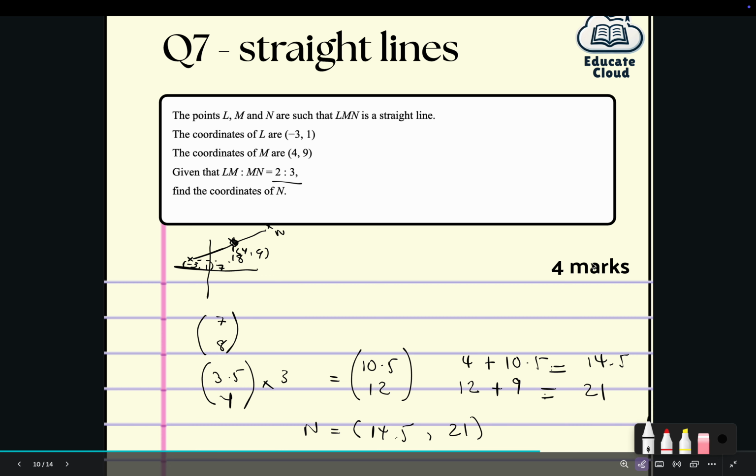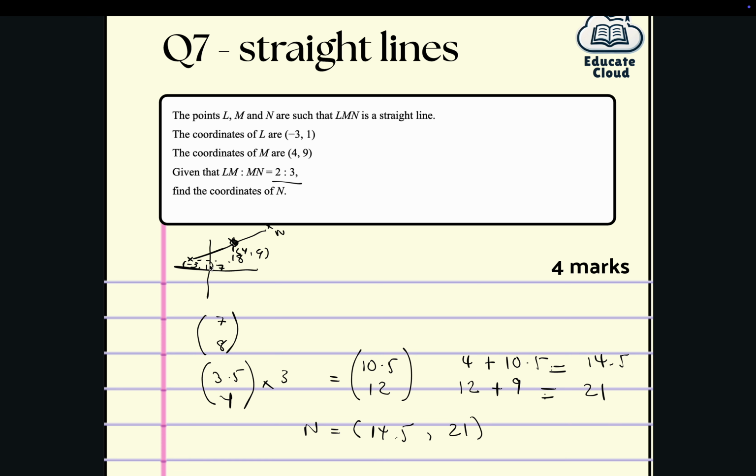So draw it out, think about it. What I would say is the difference between the x's is 7 and 8, and that refers to the ratio of 2 because LM is the ratio 2. So I found one part by halving both of those. Then I timesed it by 3 here. So I found the 3 parts, which is from M to N, and then I have to obviously add it on to the coordinates of M, which is 4, 9.